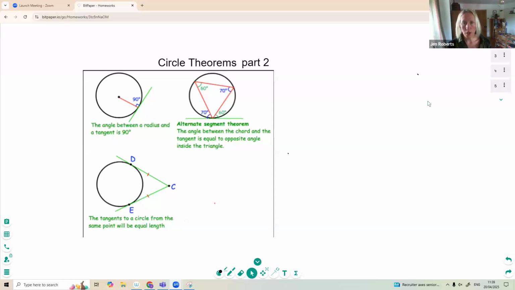Circle theorems, part 2. You may have already watched part 1 on this, showing the first 4 circle theorems. In this recording, we will be looking specifically at the tangent theorems.